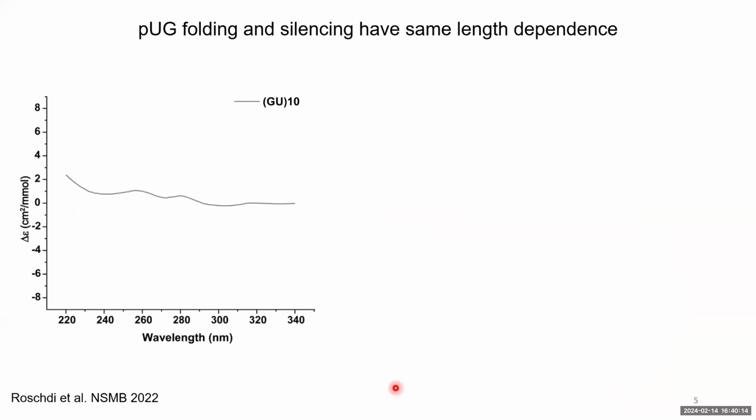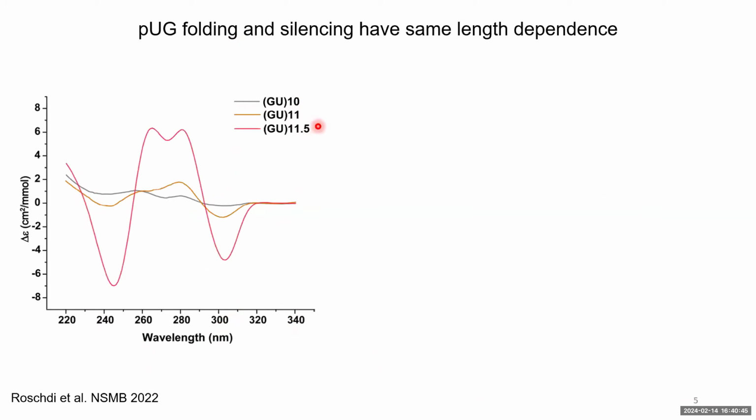We then became interested in determining whether these pug repeats are structured and if this structure has a role in silencing. To do that, we used circular dichroism to characterize the secondary structure features of different lengths of pug RNAs. What we saw is that with these shorter lengths of 10 or 11 repeats, we see very little CD signal, suggesting that they are entirely or mostly unfolded. But when we add one more G and get to 11.5 repeats, we then see robust CD signal with a negative 240 peak characteristic of RNA quadruplex formation.